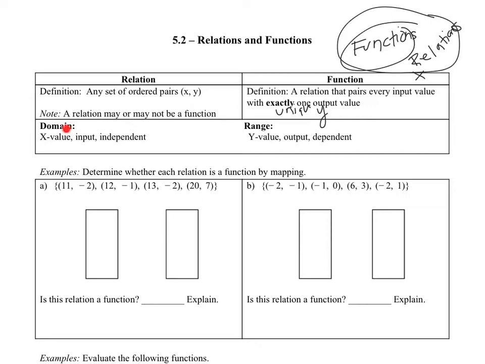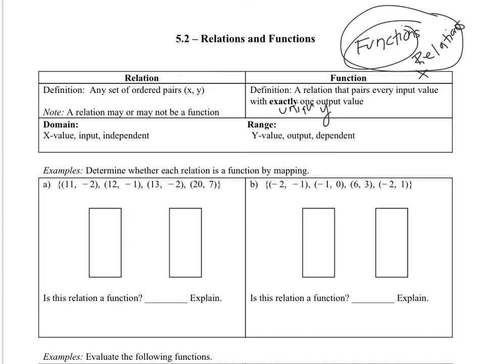The domain is called the x value. So the domain's all the x values, which are also called inputs or independent variables. The ranges are the y values or the outputs, any one of those, or the dependent variables.